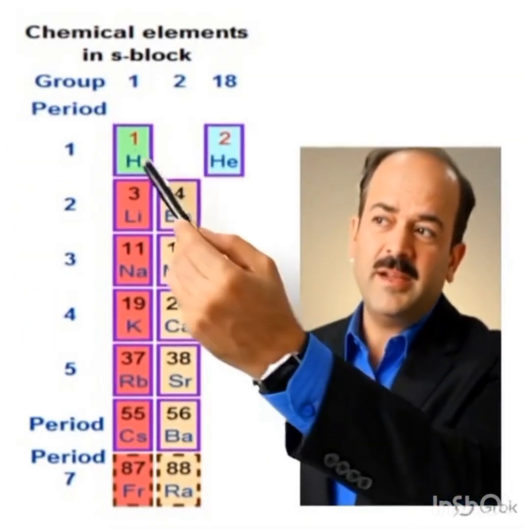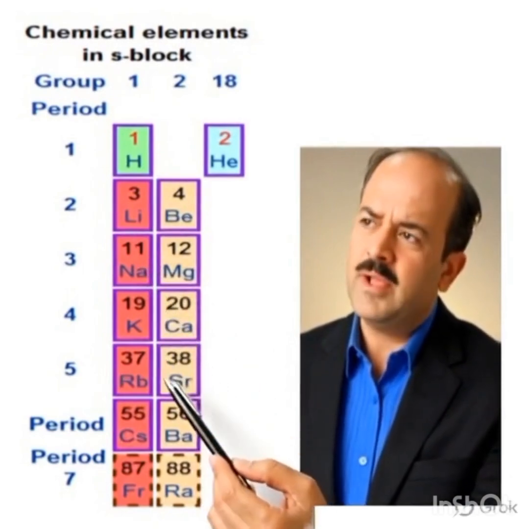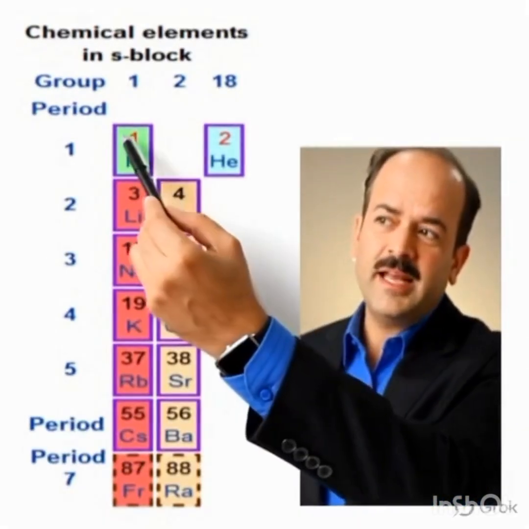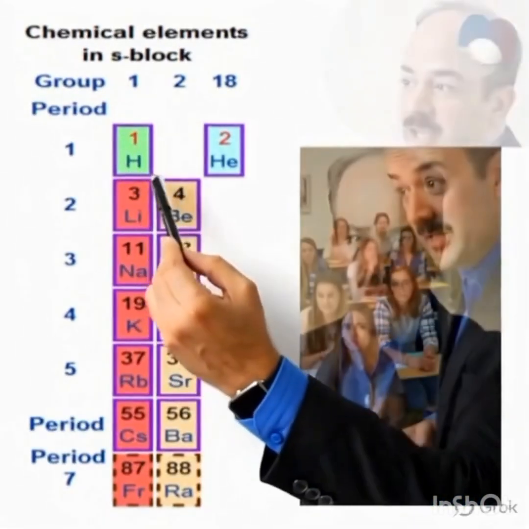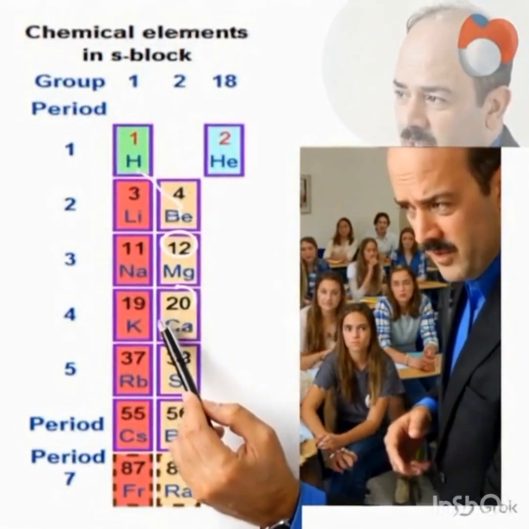Hello students, today we learn s block elements very slowly, starting with hydrogen H, lithium Li in period 2. These are group 2 elements, very reactive: beryllium, magnesium, calcium, strontium, barium, radium.